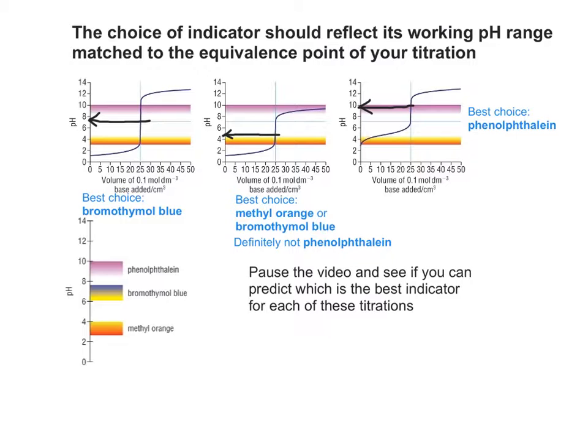However, in the third titration, the best choice would be phenolphthalein, because obviously the equivalence point favours the working pH range that phenolphthalein operates in. So it does help illustrate the care that needs to be taken when you're choosing your indicator.